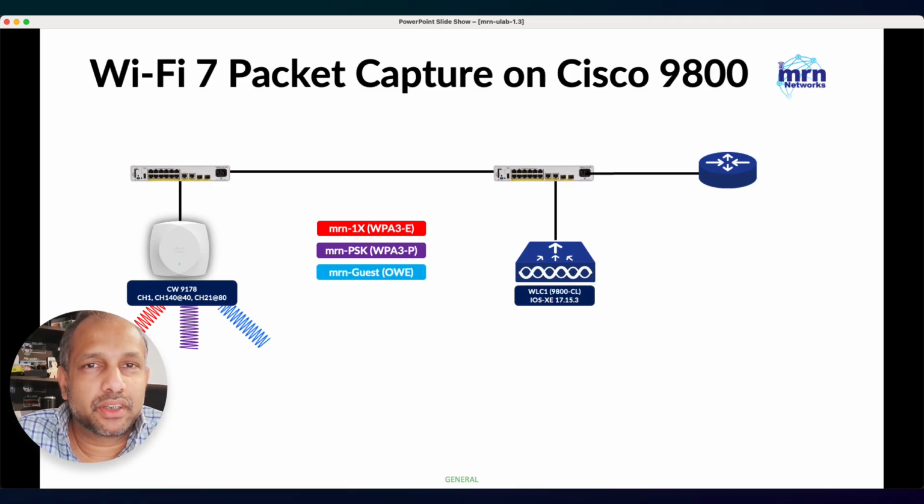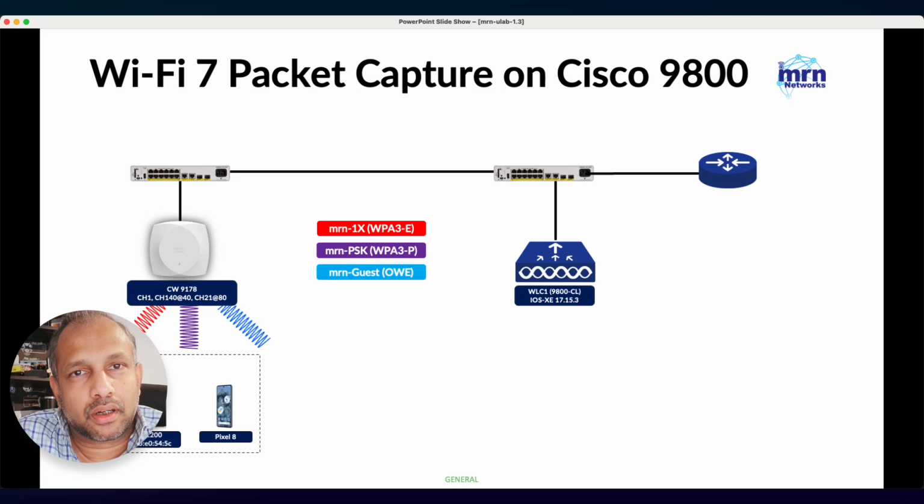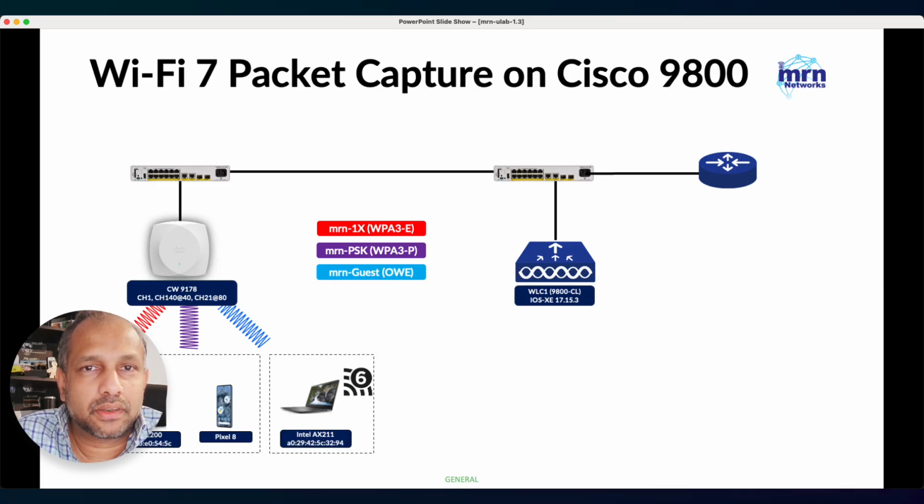Now from a Wi-Fi 7 point of view, at the moment you have to have WPA3 personal to get Wi-Fi 7 data rates. So the SSID being tested is the WPA3 personal one, which is called MRN PSK. I have a couple of client devices. One is a Wi-Fi 7 capable Intel BE200, and the other one is an Intel AX211, which is not a Wi-Fi 7 client, it is a Wi-Fi 6 client. To be precise, 6E.